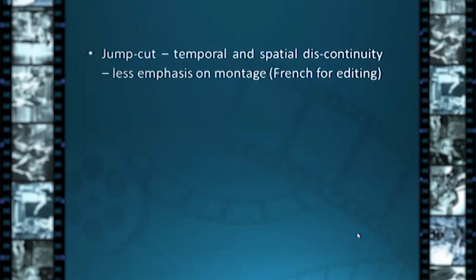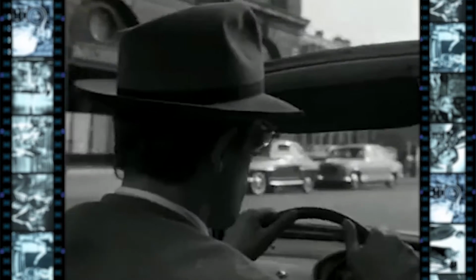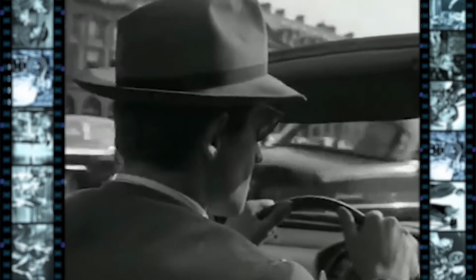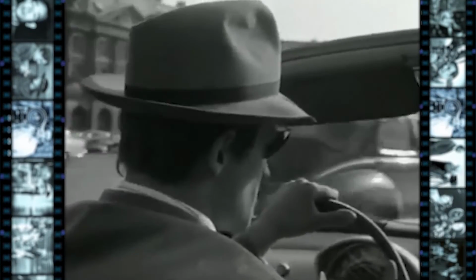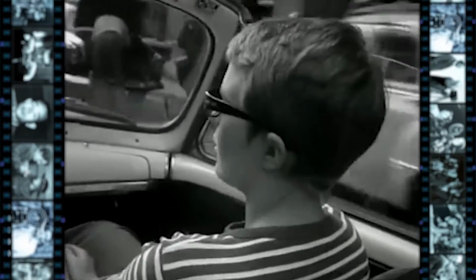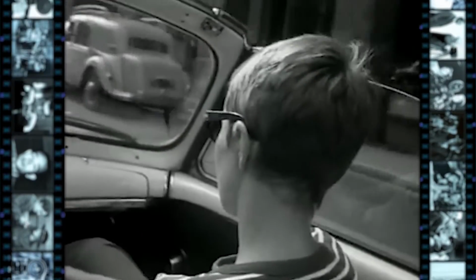Now, jump cut. We have recently talked about jump cut with reference to Georges Méliès, but this jump cut is slightly different. Now what does a jump cut do? It introduces a temporal and a spatial discontinuity, and there is less emphasis on creating a smooth montage or on creating a story or a narrative that is easy flowing, that is continuous.